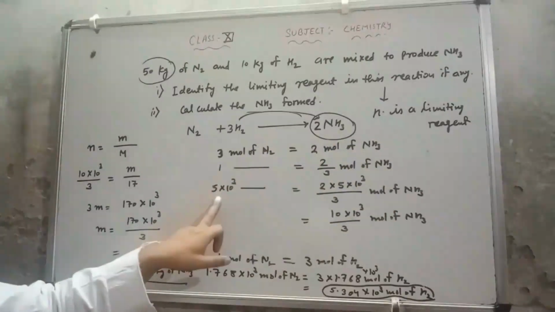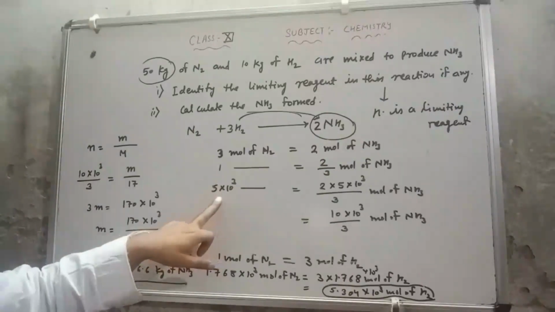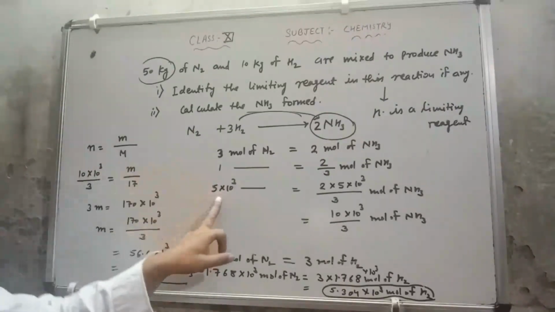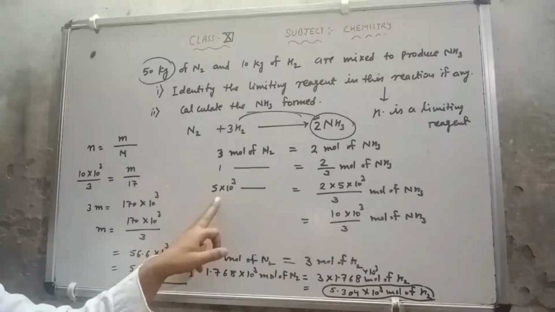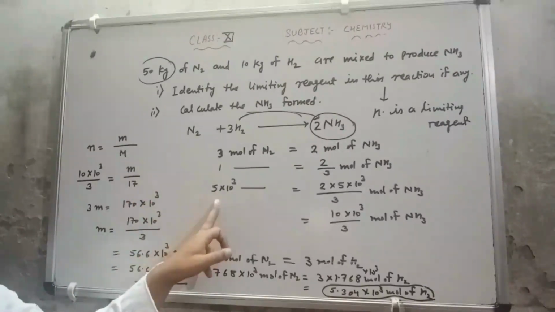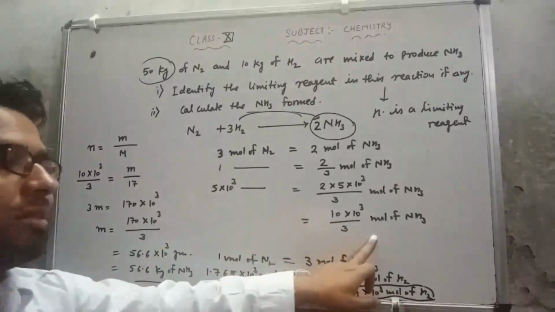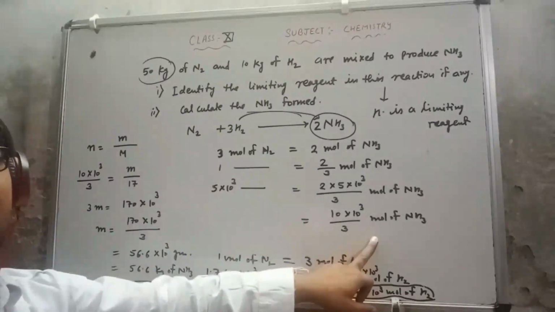How much hydrogen do we have? We have solved it already: 5 × 10^3 moles of hydrogen are available here. So from this amount of hydrogen, how much ammonia will form? The answer is coming in moles.